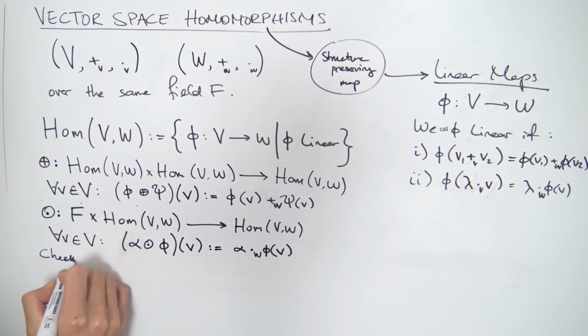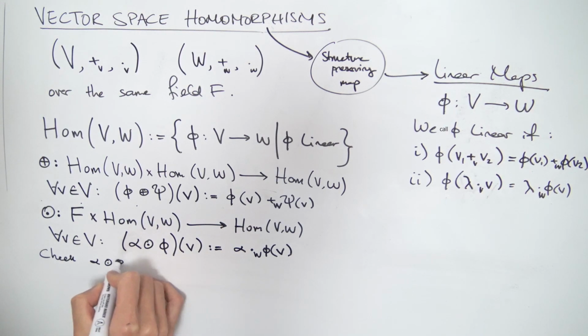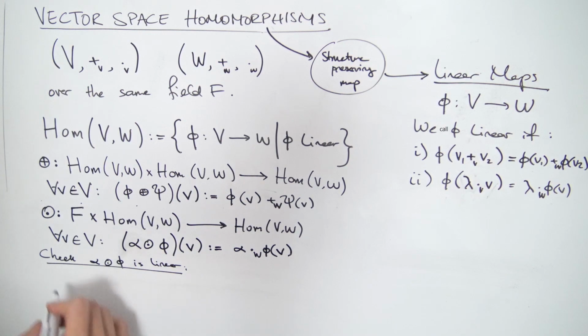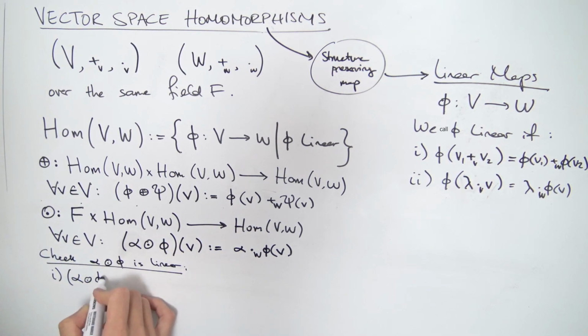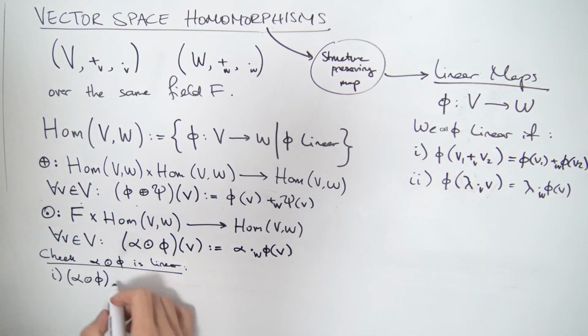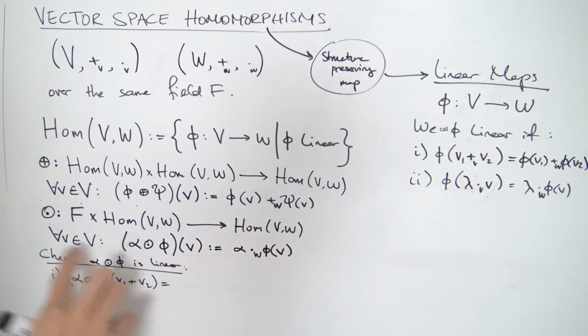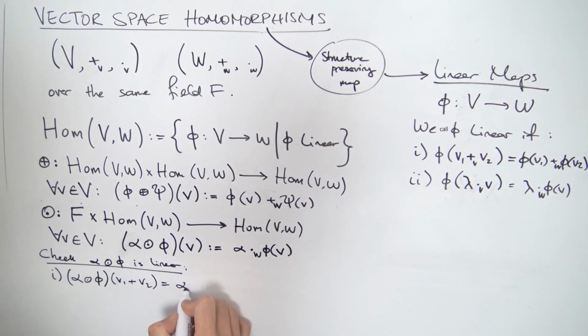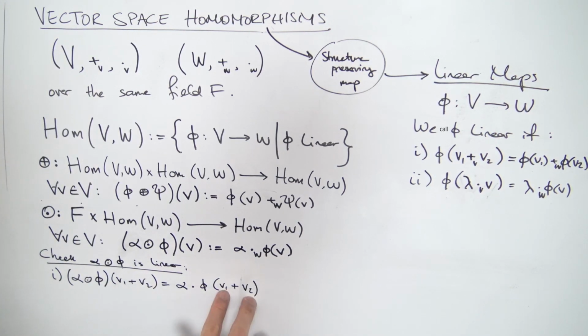So what are we going to do now? We're going to check that alpha circle times phi is linear. How do we do this? Very similar to before. Let's check the first condition. Let's take this map, alpha circle times phi, and let it act on the sum of two elements in V, which I'll call v1 plus v2, just like before. The only thing we can really do is use the definition of this circle times, which is that we can pull the alpha out, and then we do the times on W, and then we have phi of v1 plus v2. So it's still the same argument; we've just pulled the alpha out.